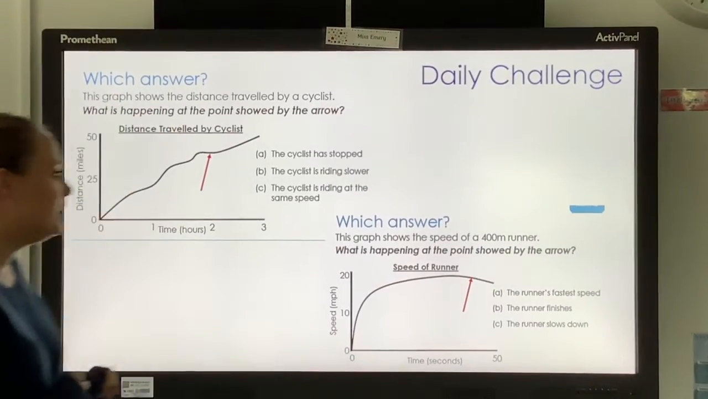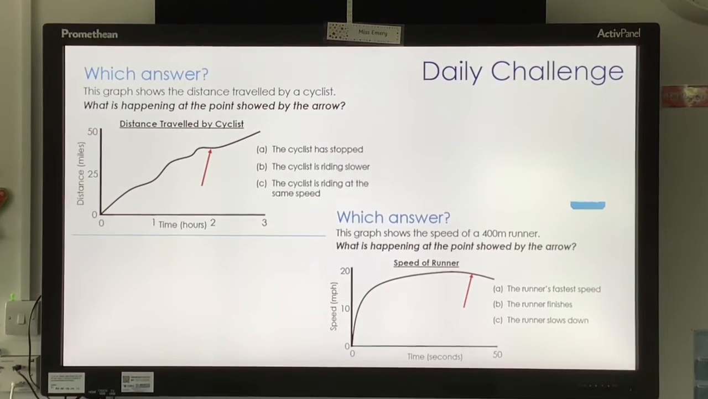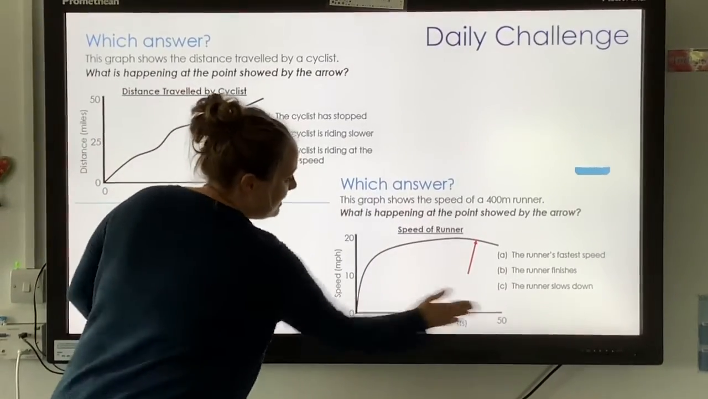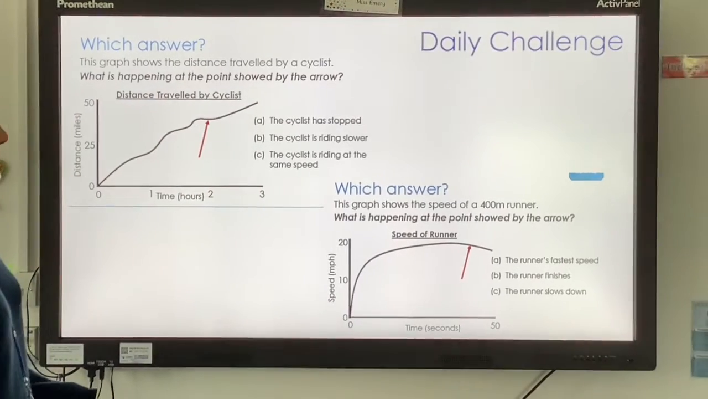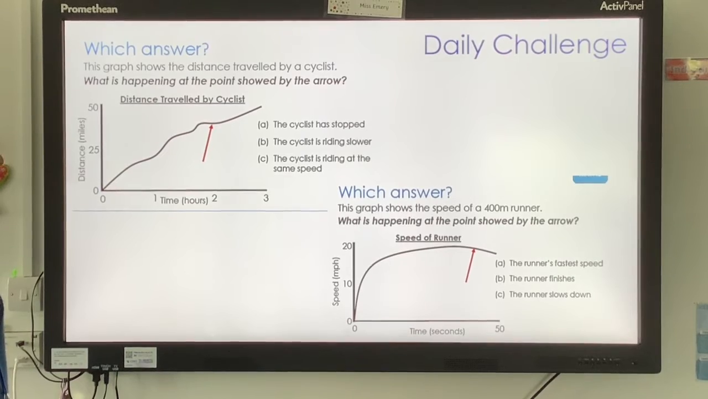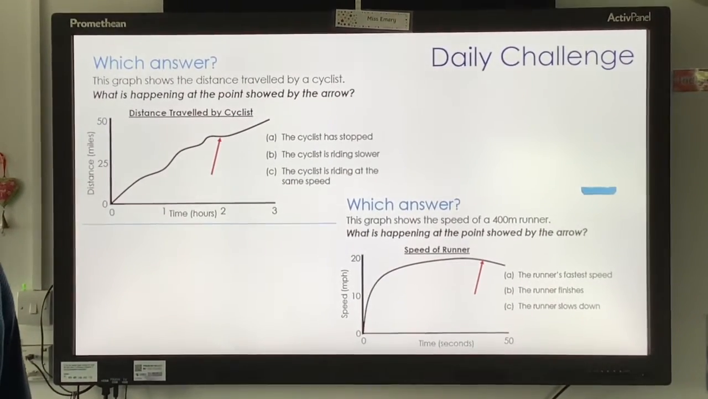Second graph. This graph shows the speed of a 400 metre runner. What is happening at the point showed by the arrow? So you've got your speed in miles per hour and your time in seconds. Then this point here is the runner's fastest speed, the runner finishes, or the runner slows down. Think carefully about both of those.